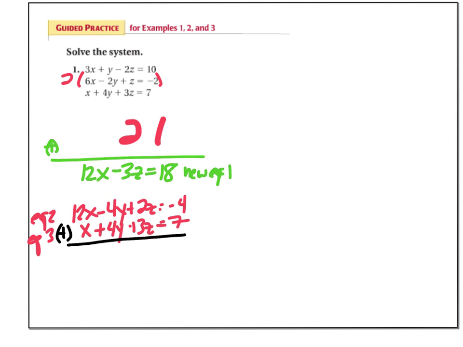When I add them, I get 13x. My y's have eliminated. I get 2 plus 3z, which is going to be 5z. And on the right-hand side, I get 3. And this is new equation 2.